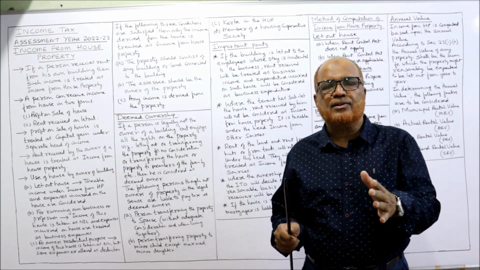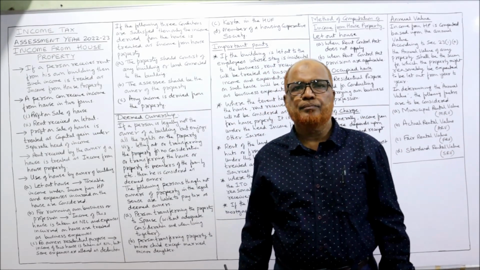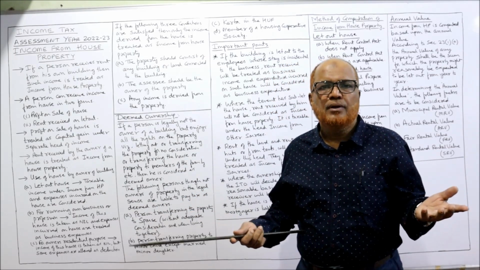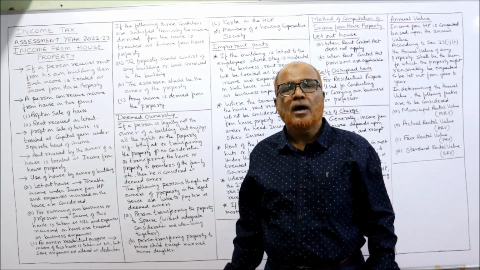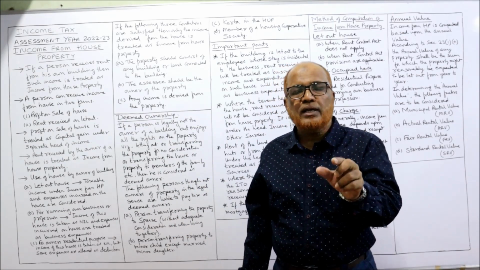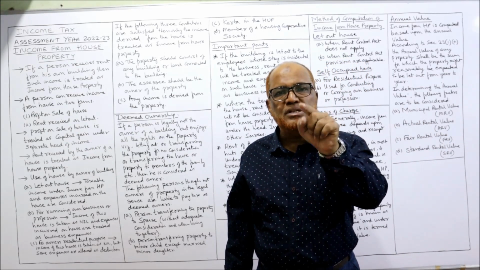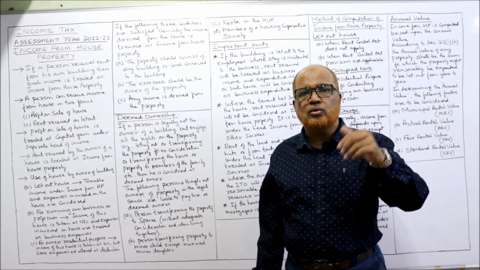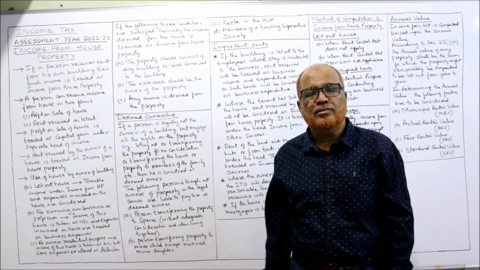For example, Mr. X transferred his own property in his own name in the name of wife without any consideration, just on the basis of love and affection. Mr. X transferred the property in the name of Mrs. X, wife, and both are living together without any consideration. Then actually the legal owner is the wife, but Income Tax Act will treat Mr. X as the deemed owner, because without consideration you have transferred the property in your wife's name, and both are living together. In that case, deemed owner.